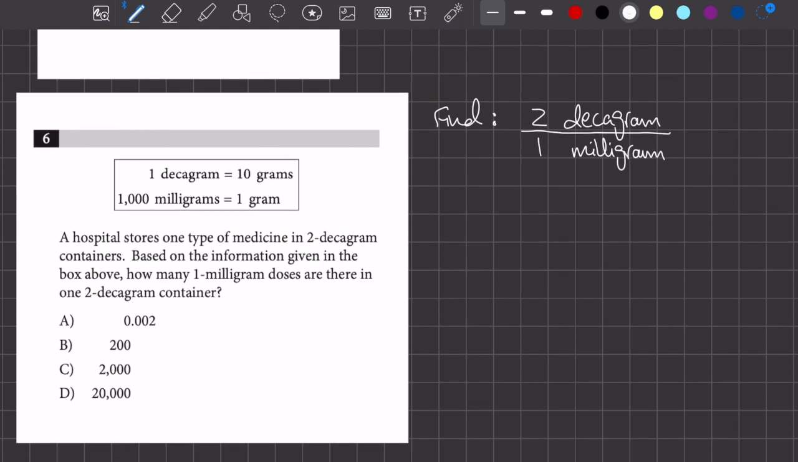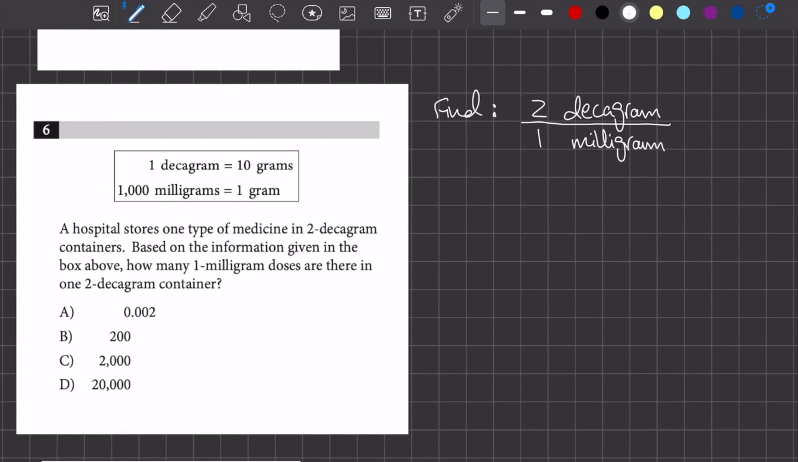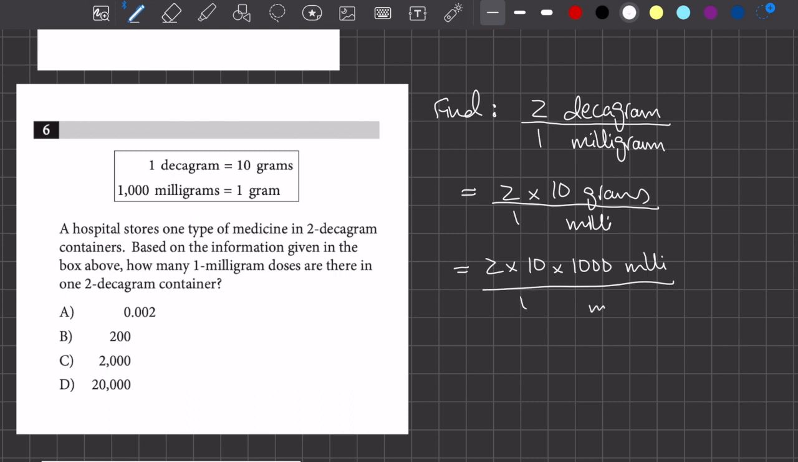Question 6 is regarding unit conversion. We need to find out how many milligrams are there in 2 decagrams. First, we convert decagrams to grams, and then grams to milligrams. This way, our units cancel out, giving the answer 20000, option D.